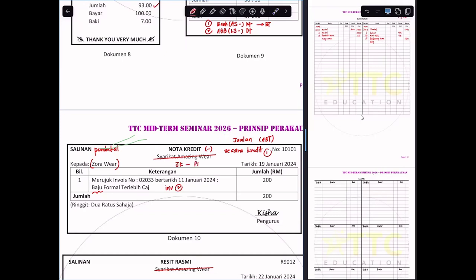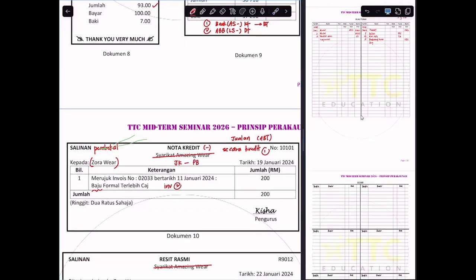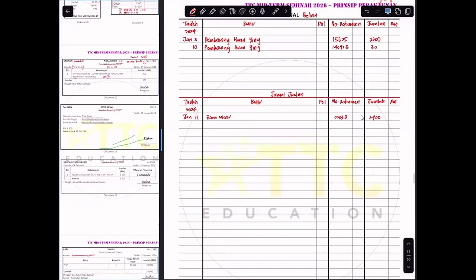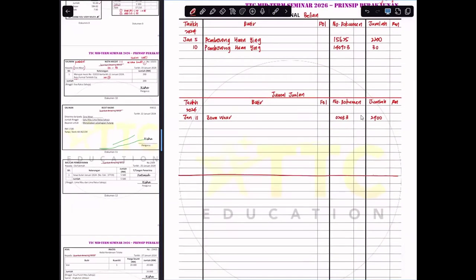So record it in pulangan jalan. Means you need to prepare one more jana khas. Jana pulangan jalan. Then record the details.